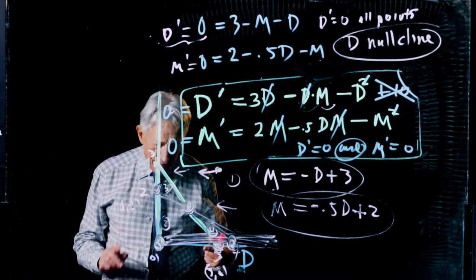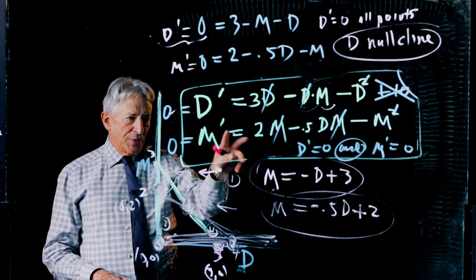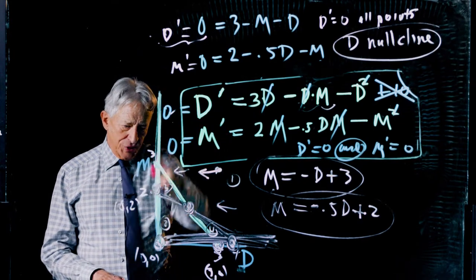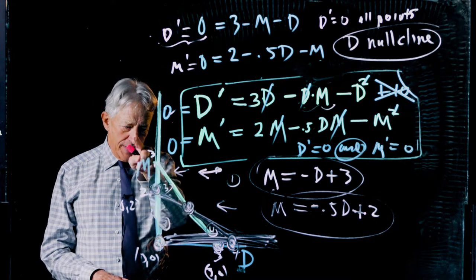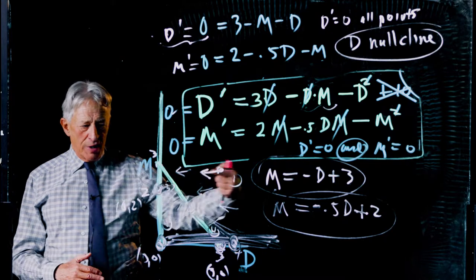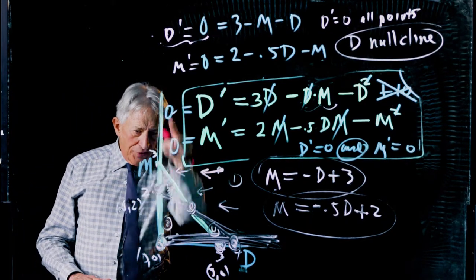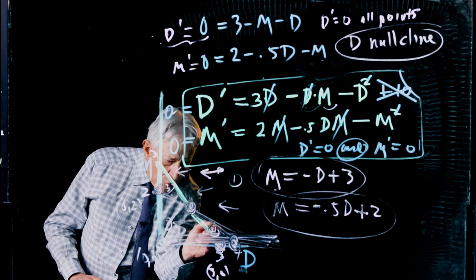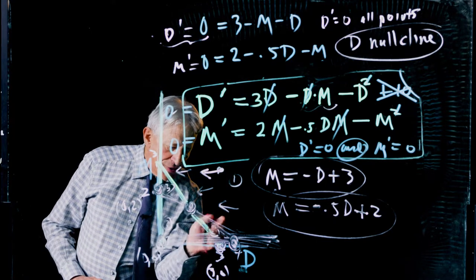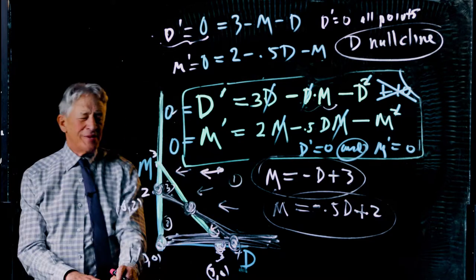Now I want to be careful, because I took sector 1, but the d prime null cline, which is this object here, I drew these arrows here, and that says d prime is negative north of here. But north of this null cline also includes sector 4. And if I can just erase that 4, that means that in sector 4, d prime is negative.